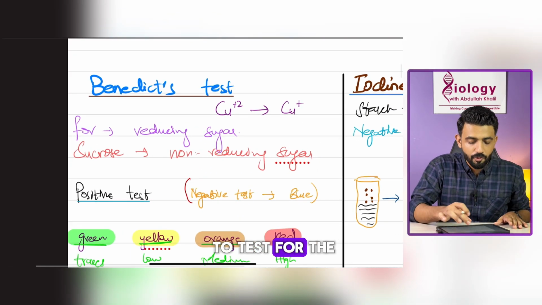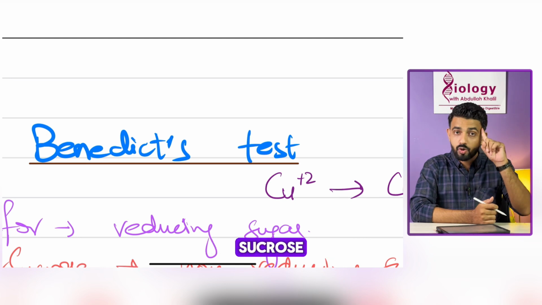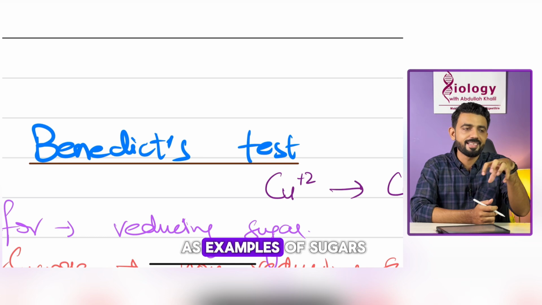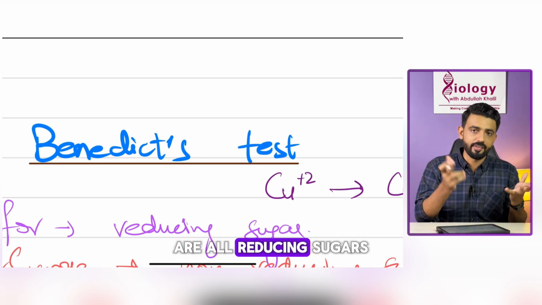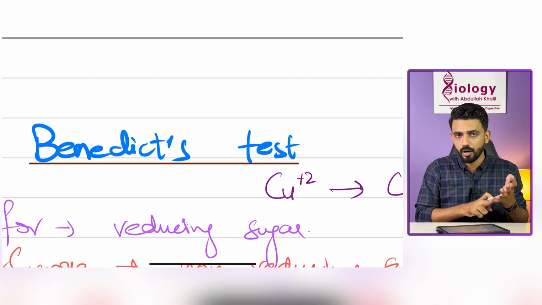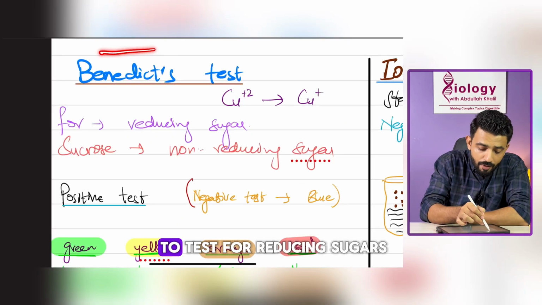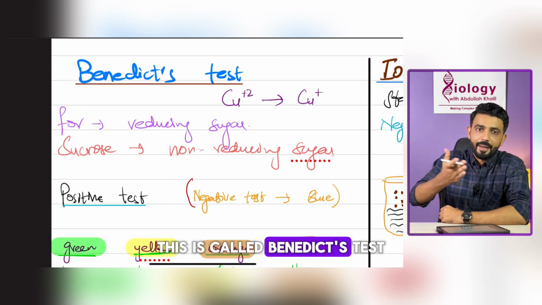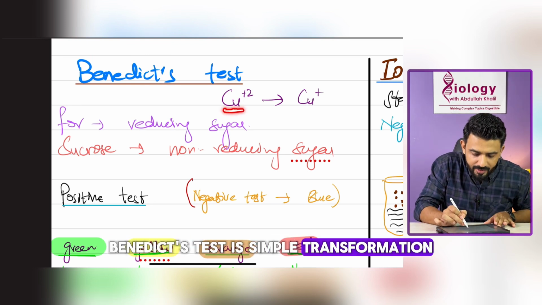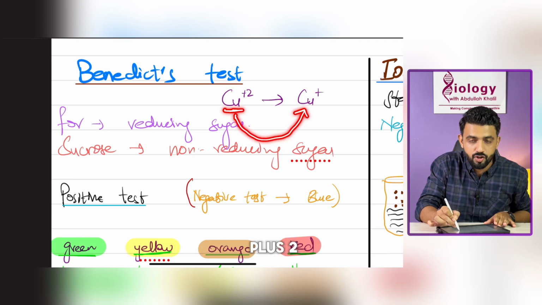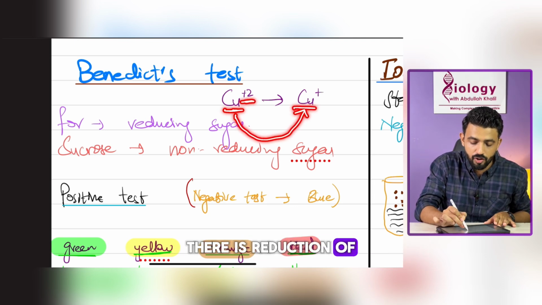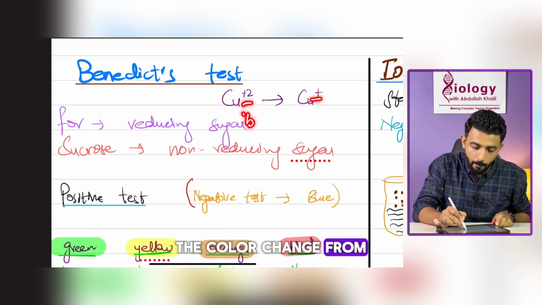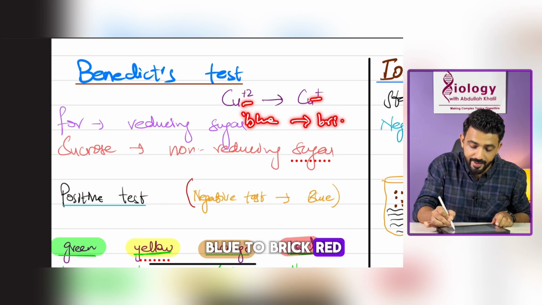What if you have to test for the reducing sugars? Again, sucrose is not a reducing sugar. Other than that, what we have studied as examples of sugars are all reducing sugars here: glucose, maltose, fructose, etc. Now, if you have to test for reducing sugars, you will need Benedict's reagent for that. This is called Benedict's test. Benedict's test is simple transformation or reduction of copper plus 2 into copper plus. There is reduction of one positive charge. This gives you the color transformation, the color change from blue to brick red.